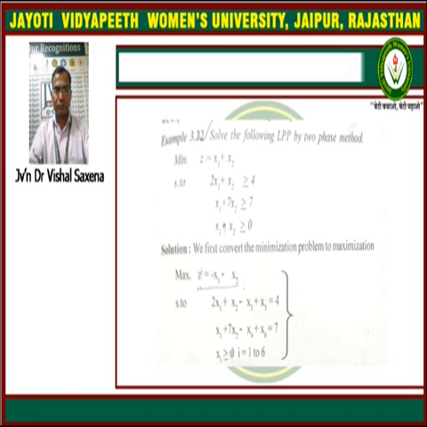So the example is in this way. Solve the following LPP by two-phase method. Minimum z is equal to x1 plus x2, subject to 2x1 plus x2 greater than or equal to 4, x1 plus 7x2 greater than or equal to 7, and the non-negative condition is x1, x2 greater than or equal to 0.